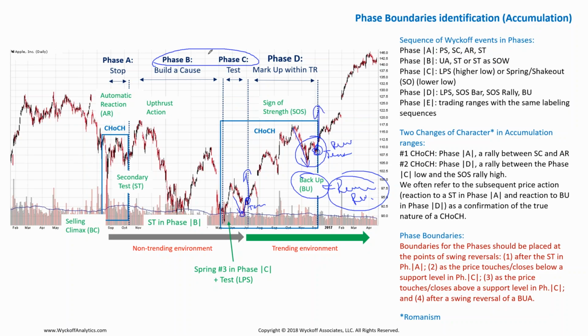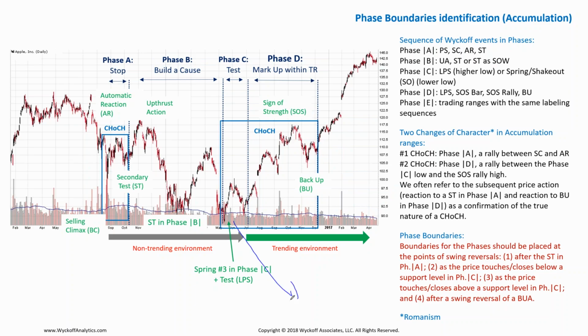Now the boundary between phase B and phase C is a little bit more complicated, because basically we need to understand the intention behind phase C, which is what? Which is testing. This is the final test at the support level. So therefore, from this definition, as this is the test, we need to find the place in phase C where there is the first attempt to test the support level.